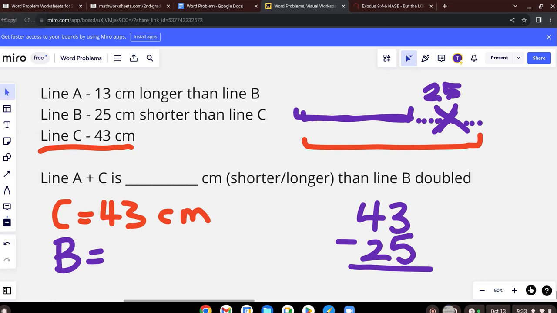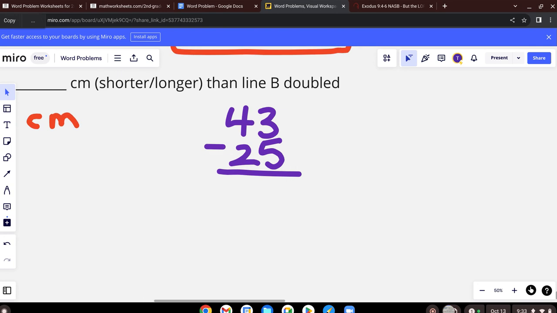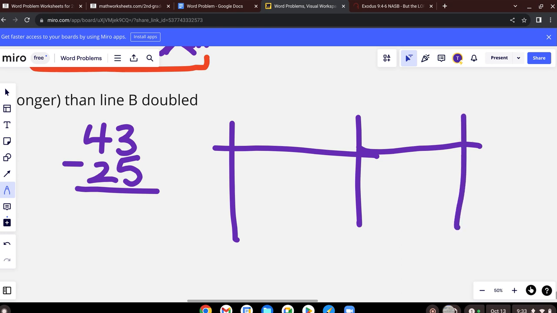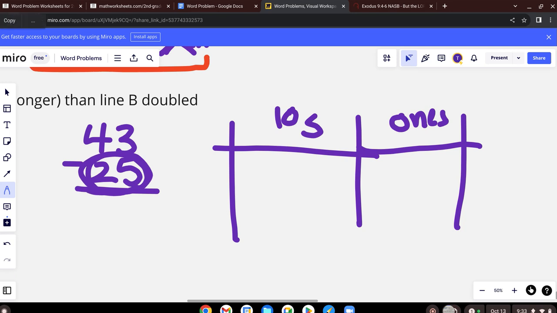Now, instead of doing the borrow, your lesson has been telling you to do something else, right? Remember your lesson? Make this diagram. This is the ones, and this is the tens, right? Do we have any hundreds in here? No, so we would just start at 25.